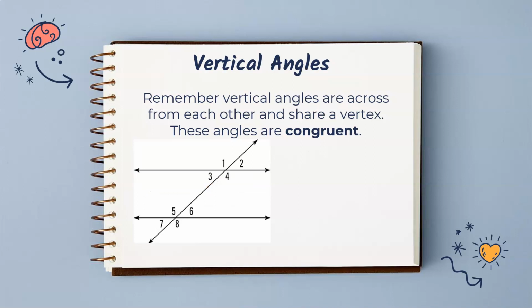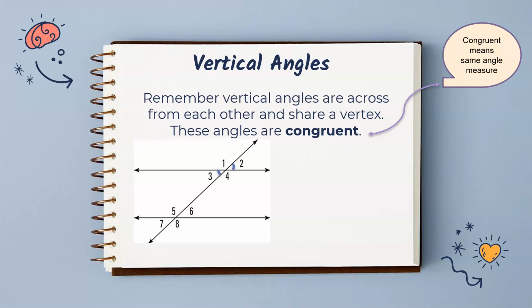So the first special kind of angle pair we have are vertical angles. We've talked about this one before. Vertical angles are across from each other and they share a vertex. These angles will always be congruent to each other. Remember, congruent means that they have the same angle measure.